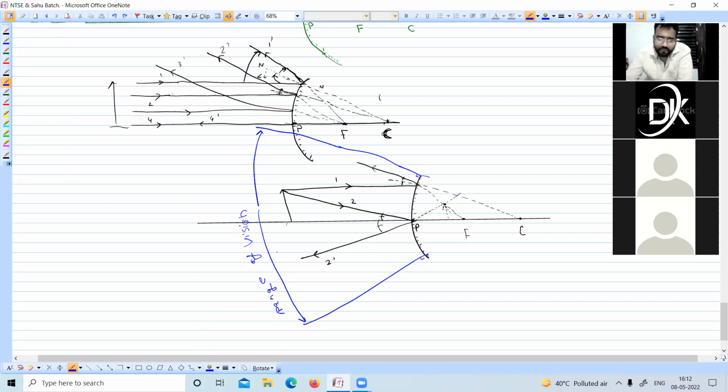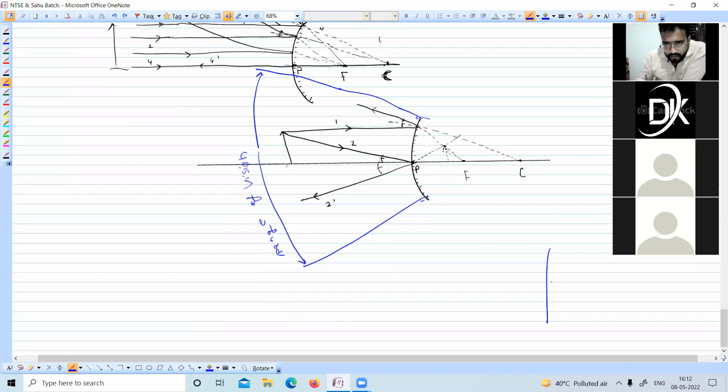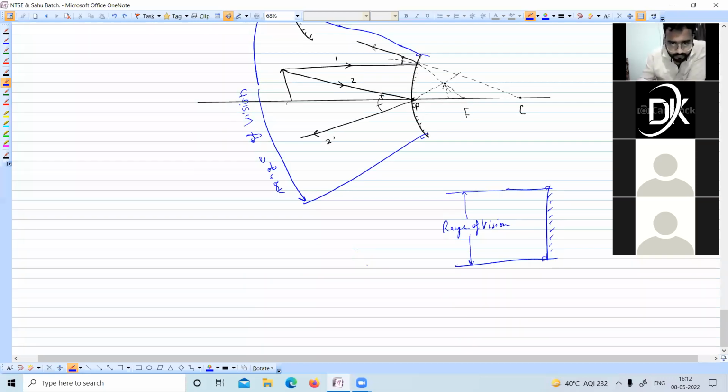Here, this is the range of vision for a convex mirror. A convex mirror has a very wide range of vision. A plane mirror does not have a very wide range. If you draw the normal here, the vision range is the same as that of the mirror. The least range of vision is of the concave mirror. If you draw the normal, this is the range of vision we have. Clear?